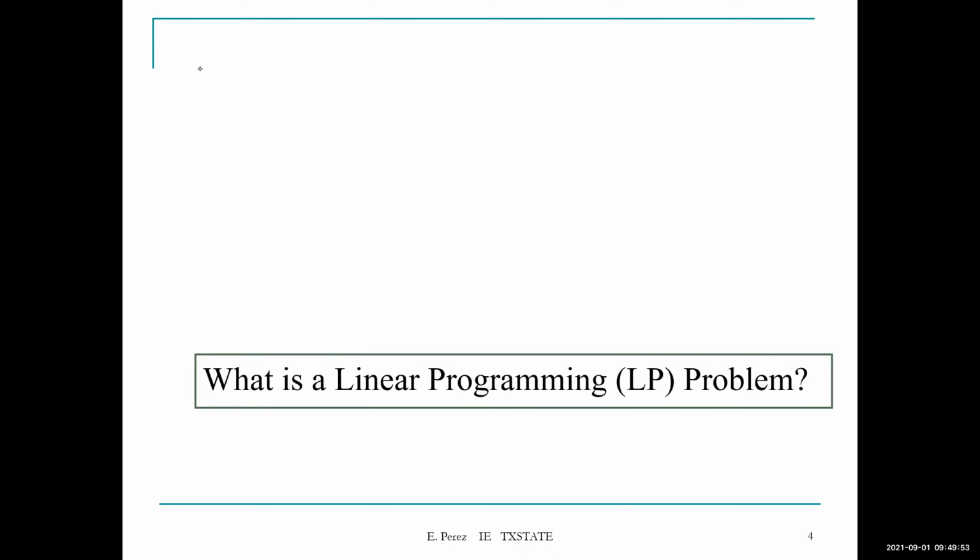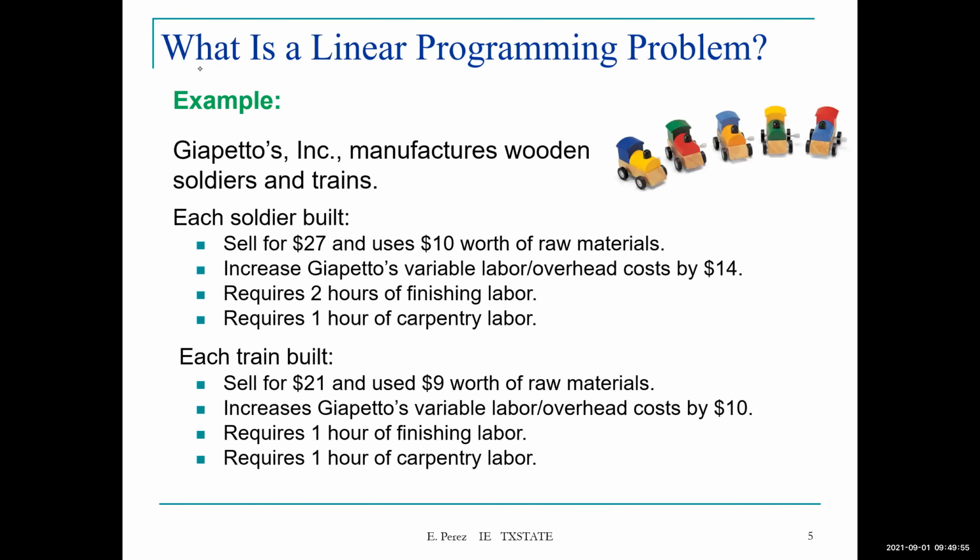Okay, so let's start by answering this question: what is a linear programming problem? And I like to start with this simple problem. It's a production problem. Essentially, you're trying to plan how many products you should produce per time. In this case, we have a manufacturer of wooden soldiers and trains, and for each type of product, we have some information.